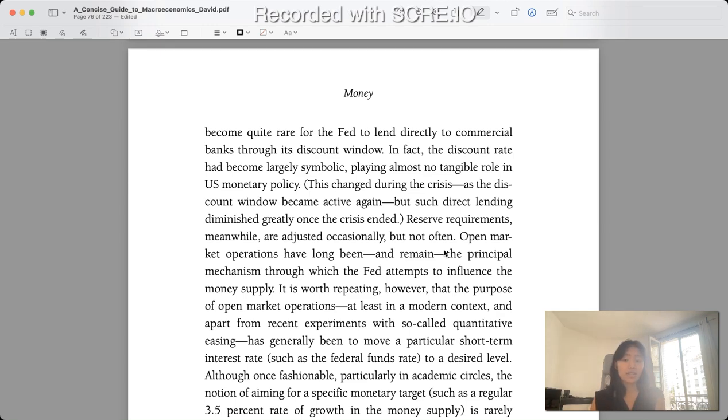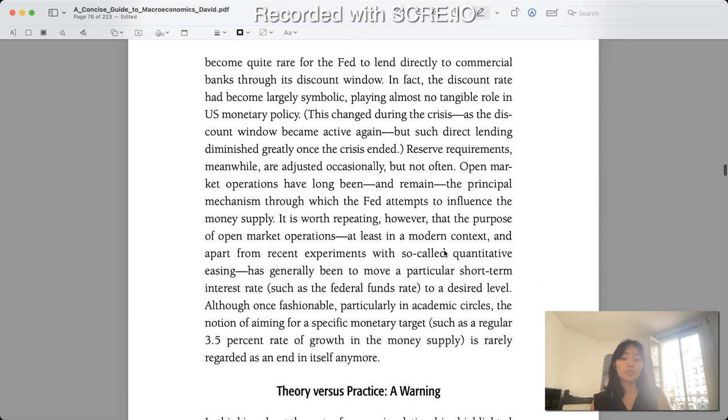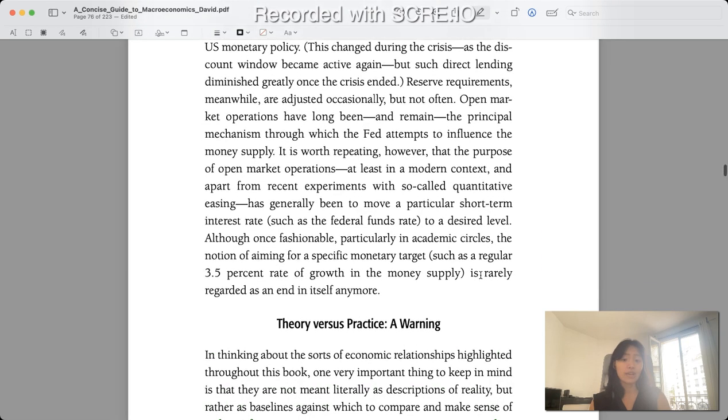This changed during the crisis as the discount window became active again, but such direct lending diminished greatly once the crisis ended. Reserve requirements, meanwhile, are adjusted occasionally but not often. Open market operations have long been and remain the principal mechanism through which the Fed attempts to influence the money supply. It is worth repeating, however, that the purpose of open market operations, at least in a modern context and apart from recent experiments with so-called quantitative easing, has generally been to move a particular short-term interest rate, such as the federal funds rate, to a desired level.